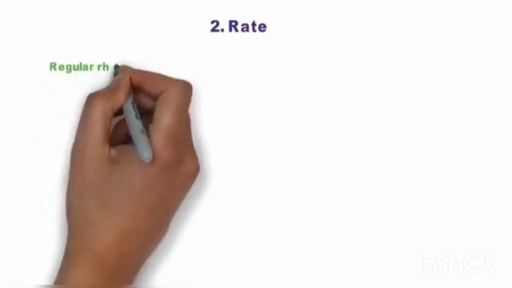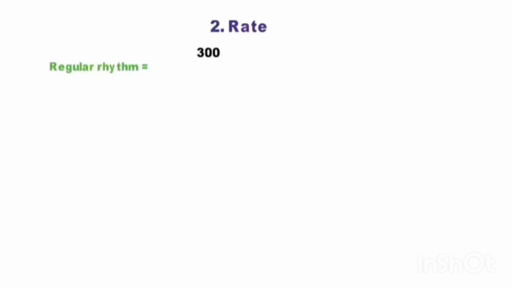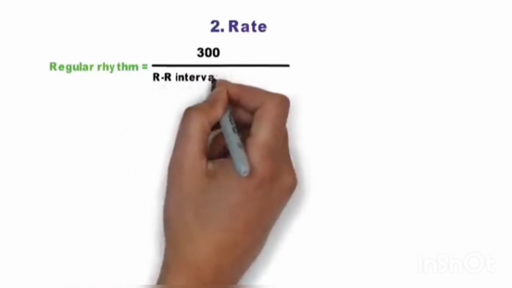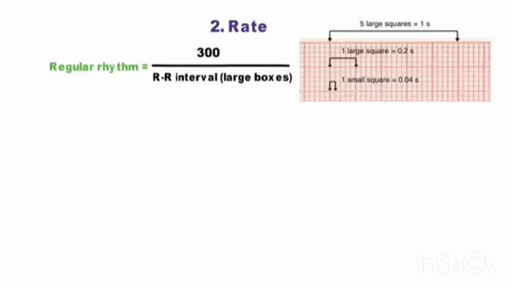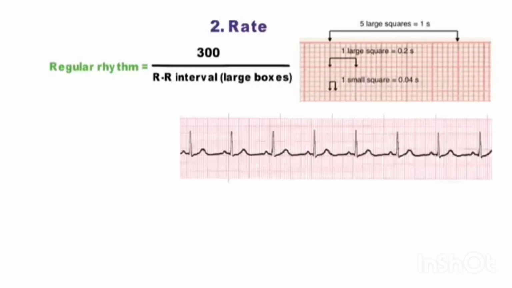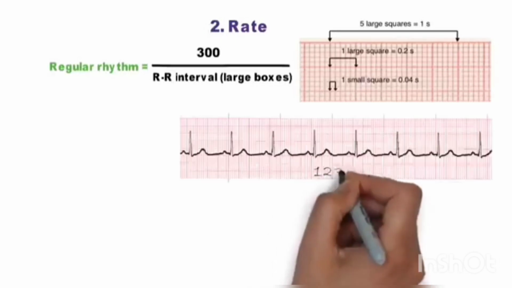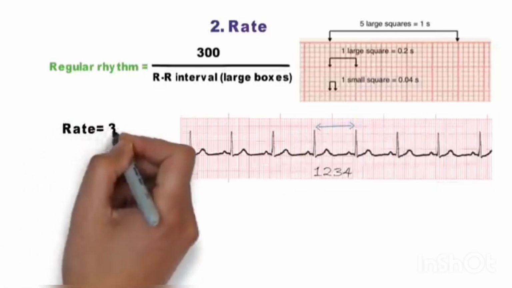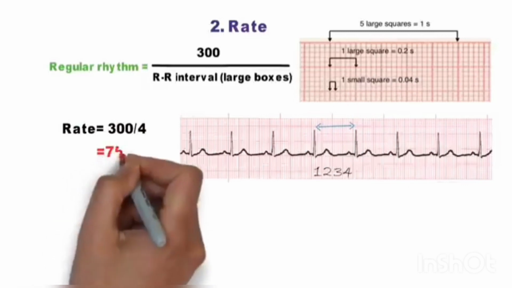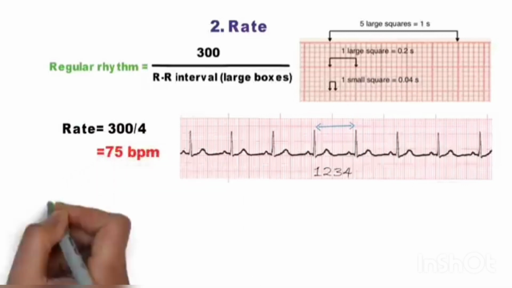Step 2. It is to calculate heart rate from an ECG. If the rhythm is regular in ECG, heart rate is calculated by 300 divided by large boxes between RR interval. And this is an ECG graph paper. If the speed or calibration of ECG machine is 25 mm per second, then one small square corresponds to 0.04 second and one big square to 0.2 second. So 5 large squares is equal to 1 second. Now in this normal sinus rhythm ECG, there are 4 large boxes between RR interval. So the rate will be 300 divided by 4. That comes out to be 75 beats per minute.